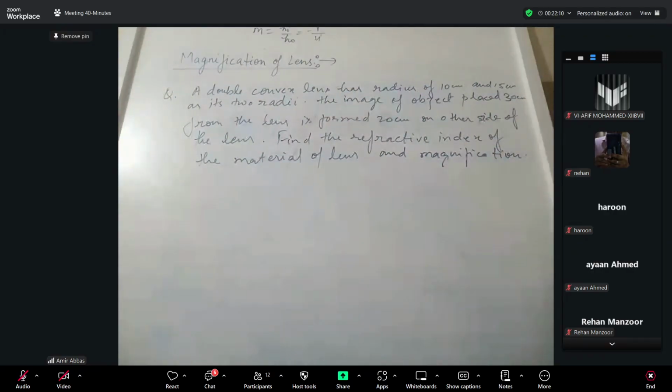Have you got the question? Find the refractive index of the material of lens and magnification. So easily you can find the magnification. For finding the refractive index, you should know the radius that has been given to you and focal length. That also you can find easily by using M or by using the formula.